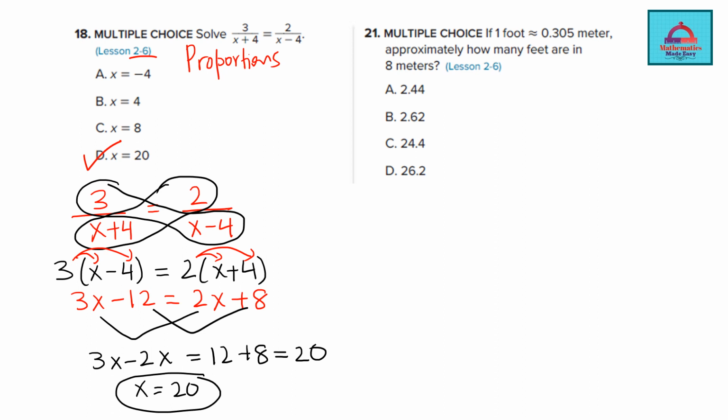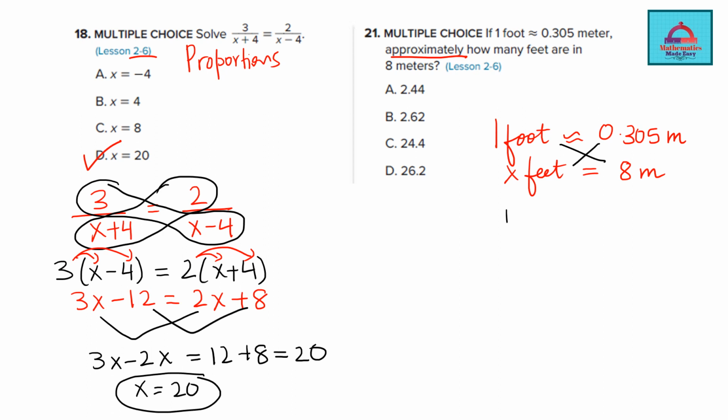Let's solve this one. Now this is on lesson 2.6 again. We are given the conversion factor that 1 foot is near about 0.305 meter. This is a question on approximation. So you have to give an approximate, not exact answer. Now we have to say how many feet. So let's say x feet, because we don't know, is equal to 8 meters. So we can use again cross multiplication method, 1 multiplied with 8 and 0.305 multiplied with x.